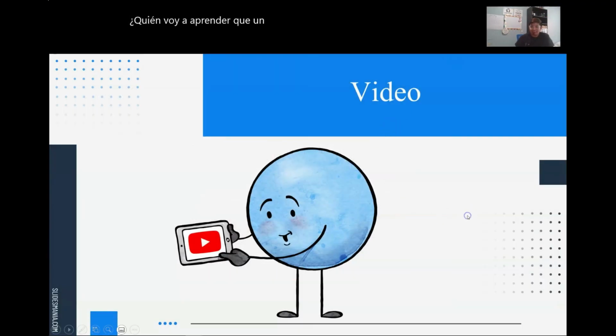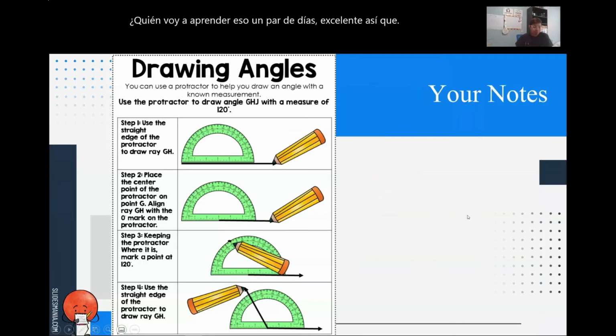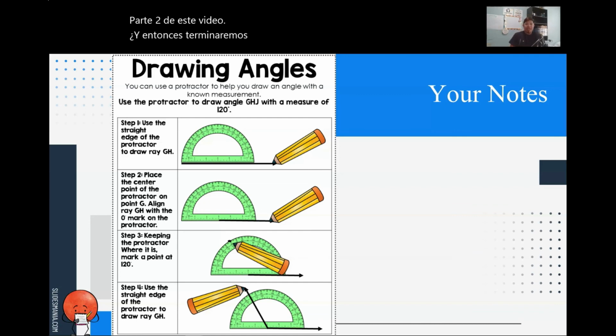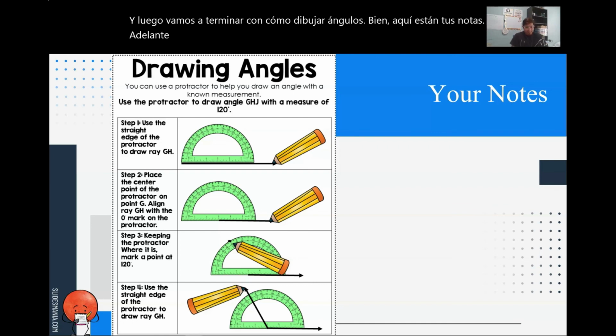Excellent. So, here's what we're going to do. Tomorrow we're going to do our mini lesson, so part 2 of this video. And then we're going to be done with how to draw angles, okay? Here are your notes. Go ahead and draw this in your notes. Make sure that it is A-okay in your notes so that you are ready for tomorrow, okay?